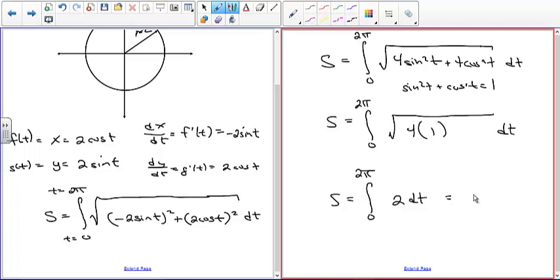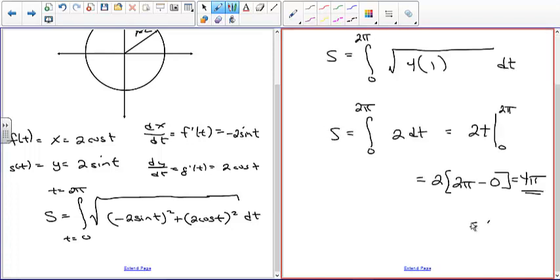And the integral of 2 dt is just 2t. So we get 2t evaluated between 0 and 2 pi, which is 2 times 2 pi minus 0, which is 4 pi, which is equal to 2 pi times the radius. If I had done this for a general circle instead of specifically radius 2, if I just put r in there and r is constant, I'd end up with the answer being 2 pi r, which is the circumference of a circle. So that's how you do the calculus version of this.